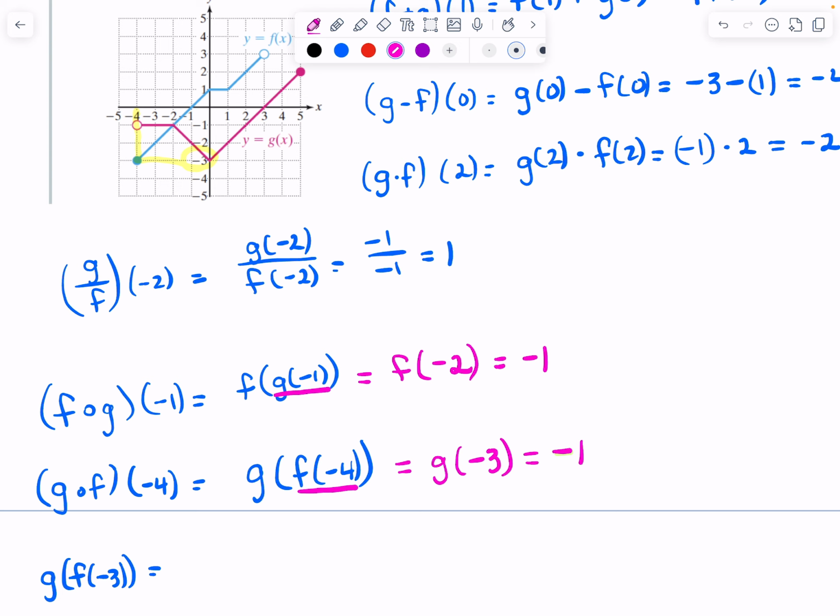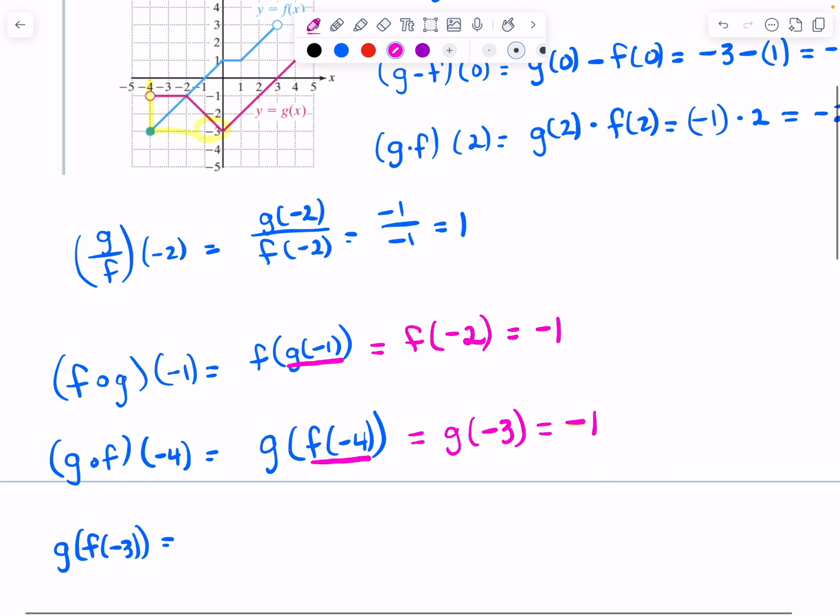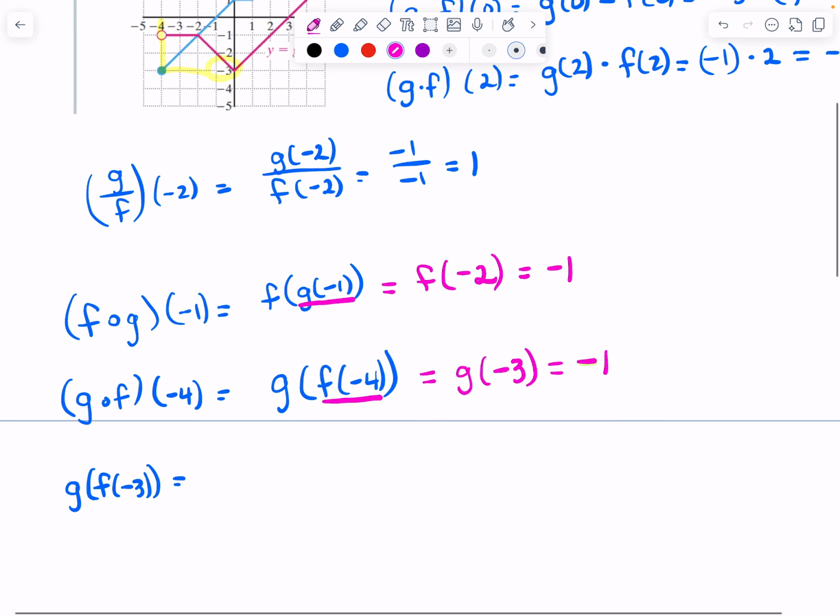Now be careful, the pink function is not defined at -4, but the f function is. So if it had been asking us to find f of g of -4, we would not be able to do that because it's not defined at g of -4.